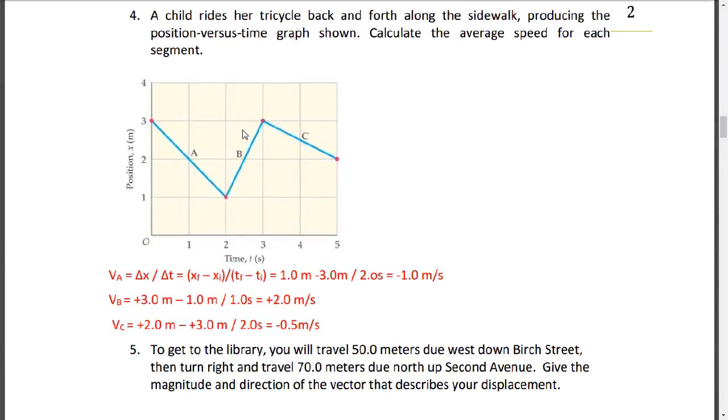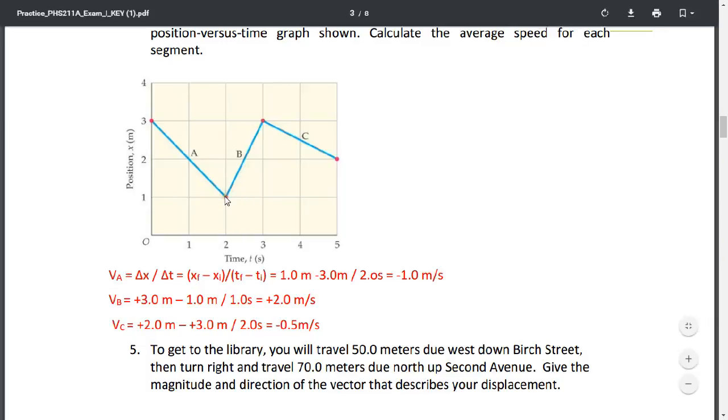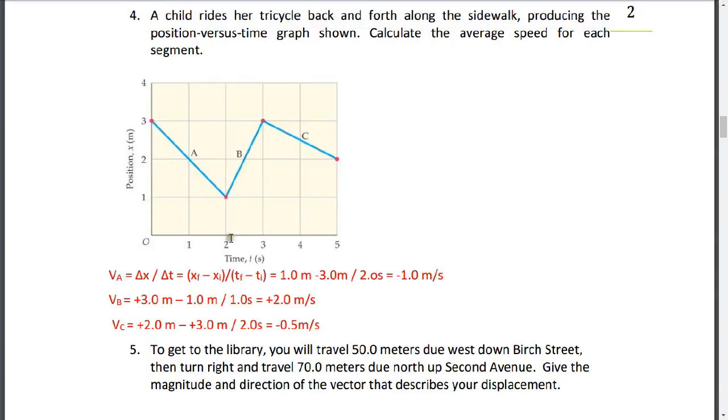All right, so if we were to walk back and forth in lab in front of the motion sensor and get a position versus time graph that looked something like this, we could figure out our velocity for each of those segments. The velocity for segment A is going to be the final position, that's position 1 meter, minus the initial position, that's 3 meters. 1 minus 3 is negative 2, divided by the 2 seconds it took to undergo that journey. So negative 2 divided by 2 equals negative 1 meter per second.